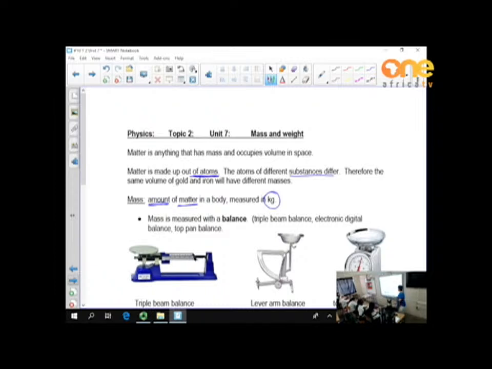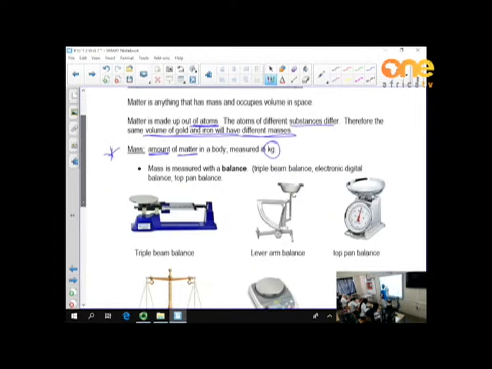And therefore, we find that even though we have the same volume of a substance, if I have 1 cubic meter of a foamalite block, and I have 1 cubic meter of a block of wood, which one's going to be heavier? The wood. Even though they have the same volume, their masses can differ. So here we have the definition for mass: the amount of matter in a body.